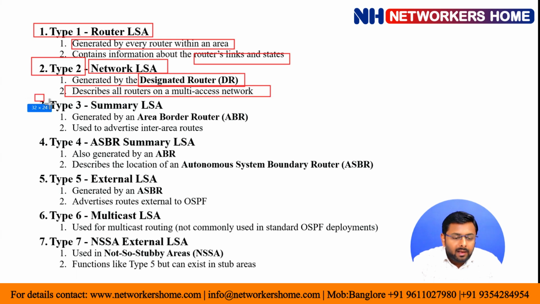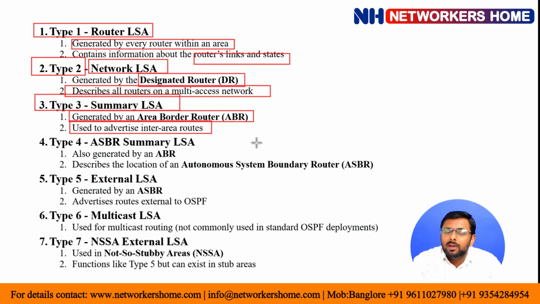And then type 3, we have the summary LSA. The summary LSA is generated by ABRs, area border routers. It is used to advertise the information about inter-area routes, or the information present between multiple areas that has to be exchanged. That is exchanged by the ABR, the area border router.